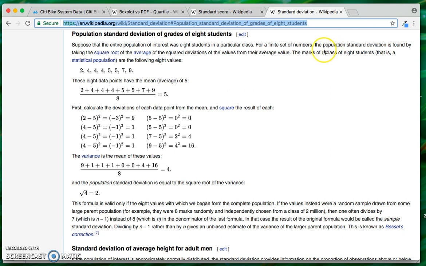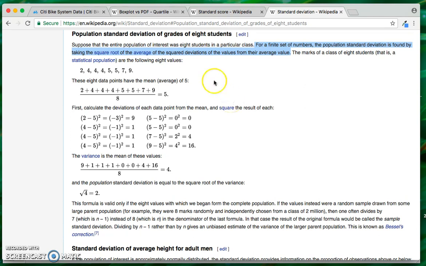Now, the key thing is this sentence here, okay? For a finite set of numbers, the population standard deviation is found by taking the square root of the average of the squared deviations of the values from their average value. That is a mouthful, okay? So what we're going to do is break this down into component steps so you can see how it's done. And really this is just converting written language into individual steps.